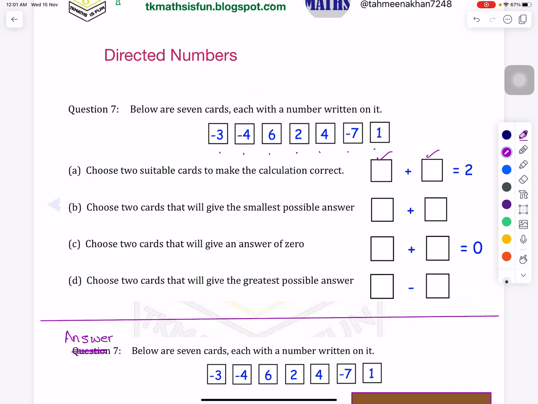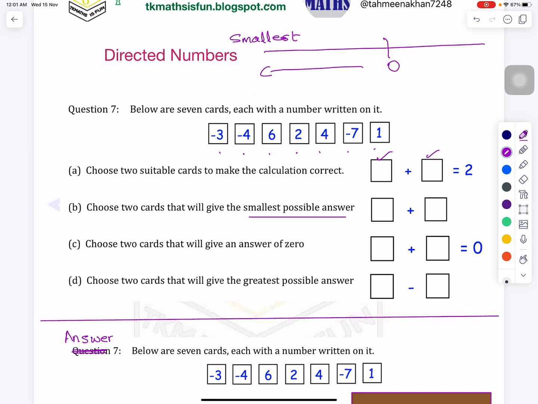Similarly, part B, choose 2 cards that will give you the smallest possible answer. Now you need to understand the question here. On the number line, you know, the number on the extreme left is the smallest. Its magnitude will be big. For example, minus 15, minus 20, minus 30. These are the smallest numbers.